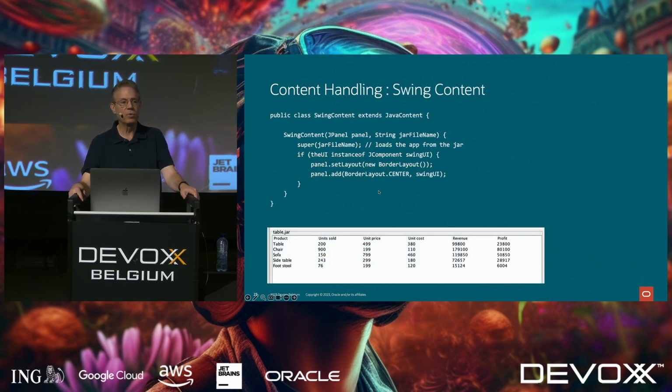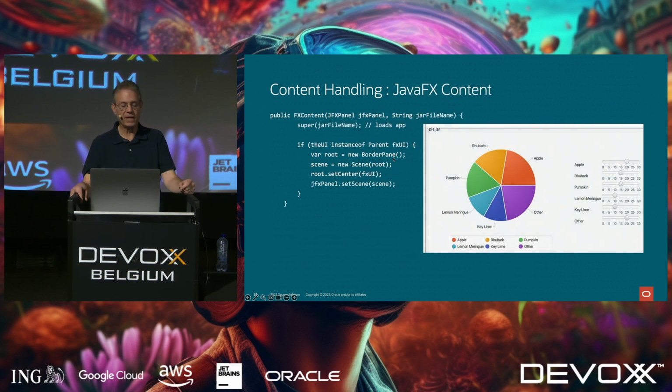The content handler for JavaFX and Swing applications was pretty similar between the two, so we created a base class to handle loading the jar file, looking for its main class, and then figuring out what it is. That's all done in the superclass, the Java content class. After we've done that, we double check: is this an instance of a Swing UI? If so, we're going to instantiate it and add it into our JPanel. Similarly for JavaFX, except our panel in this case is a JFXPanel, again, a subclass of JComponent. And we end up doing something very similar to what we did on the Swing side.